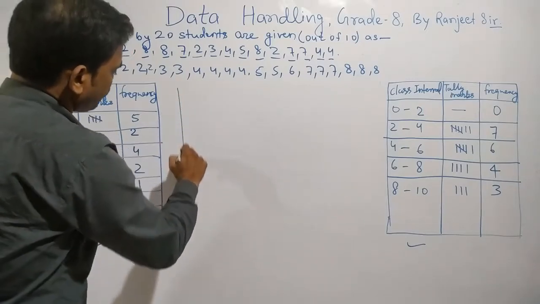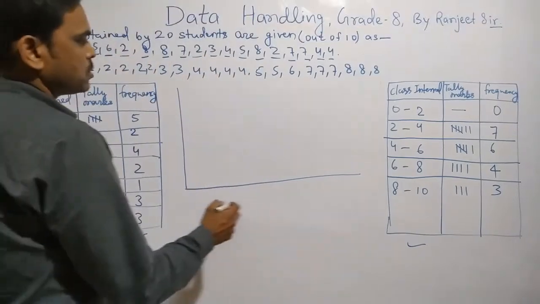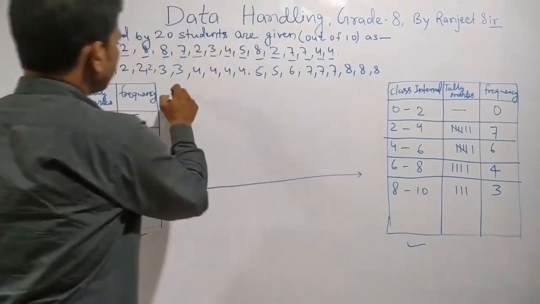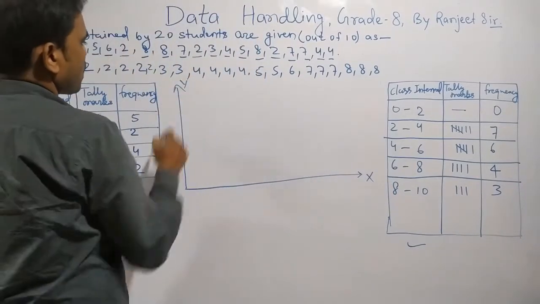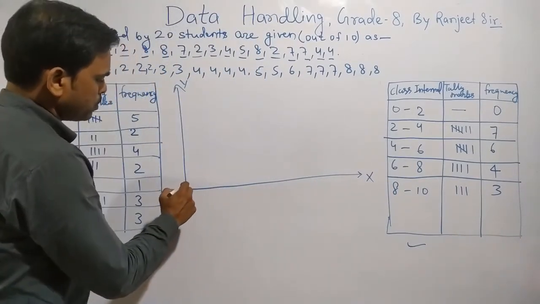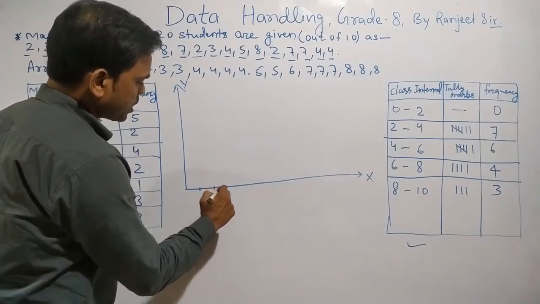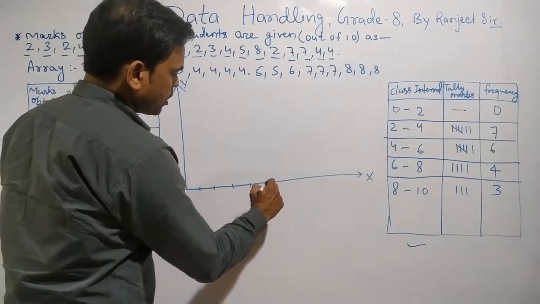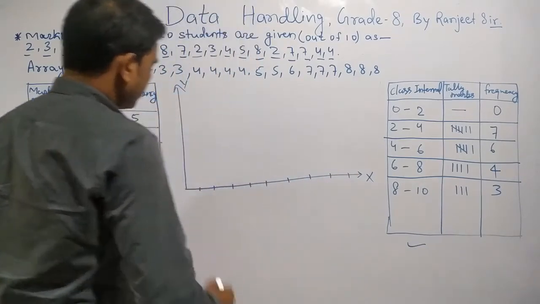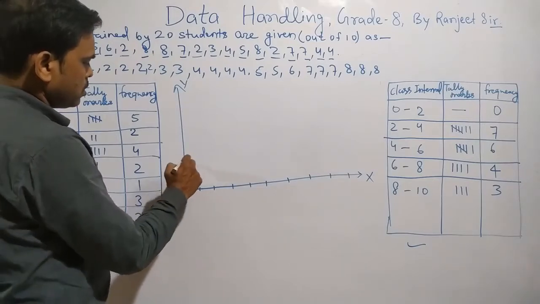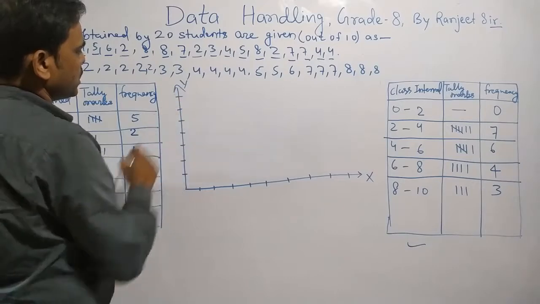So first of all, for making a graph, I make it here. You will draw the x-axis and y-axis. Both should be at 90 degrees only. Now you will divide it equally as we have explained earlier also. You can see the previous video. Okay, now we'll do it like this.